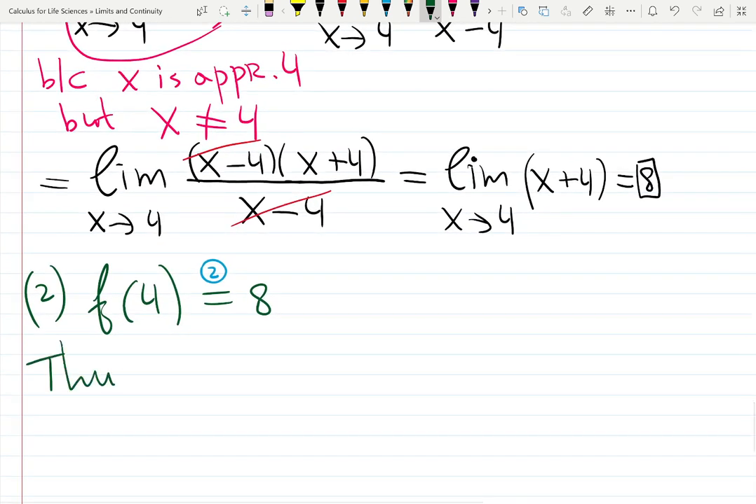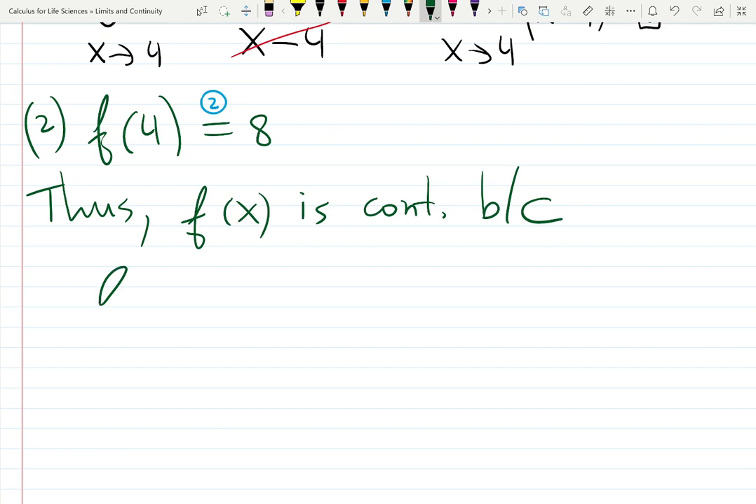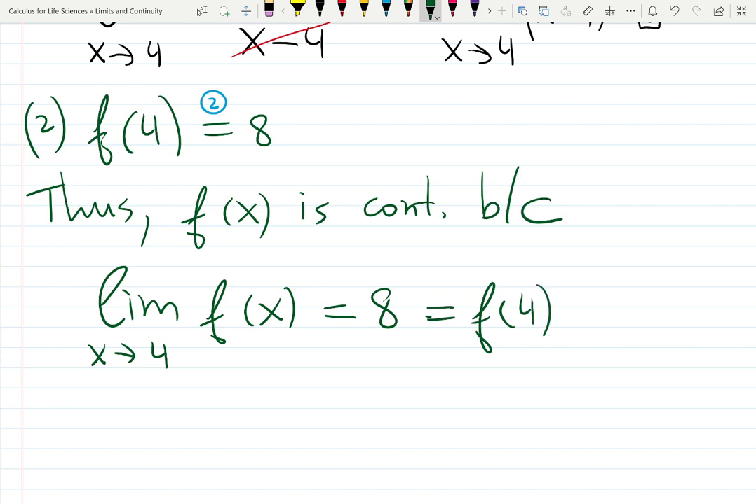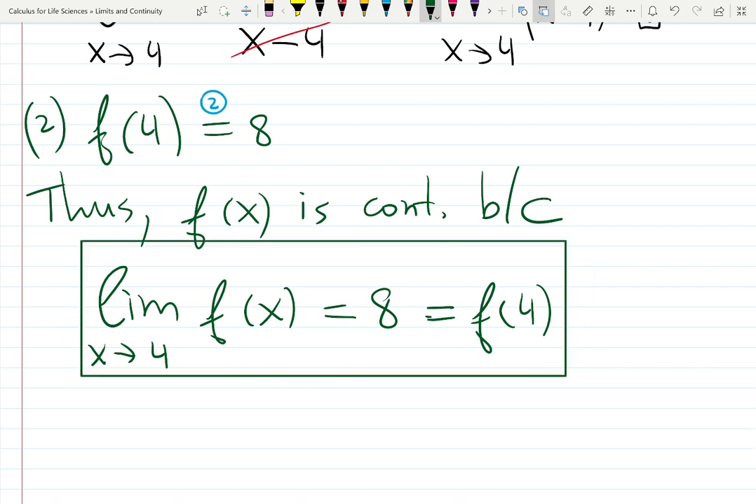Thus, f of x is continuous because limit as x approaches 4 of f of x gave me 8, and it's also defined at 4. That is the definition of a continuous function. So this function is continuous. Basically, you should remember, if you get another number which is not the one you're given, then it's not continuous.